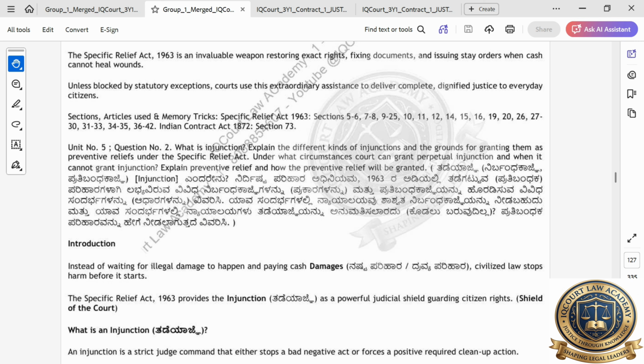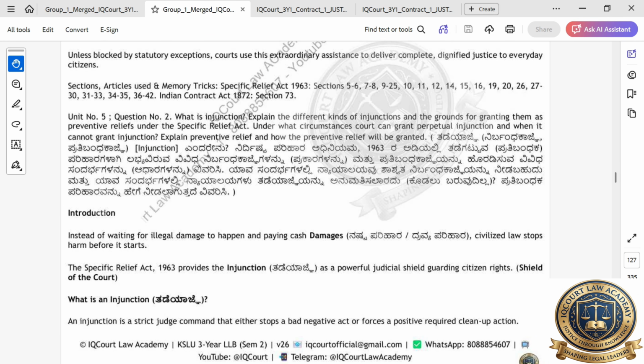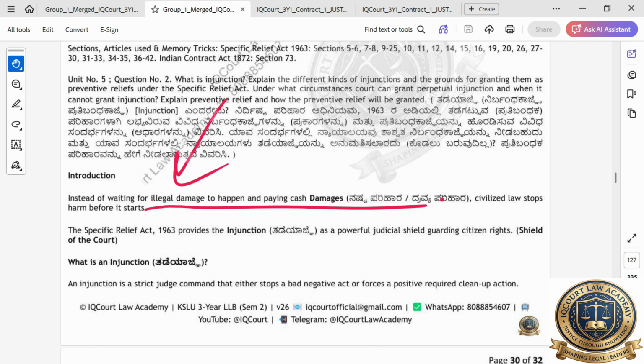What is this one? An injunction is what stops it. Instead of waiting for the illegal damage to happen and paying the cash damages, civilized law stops them before it starts.